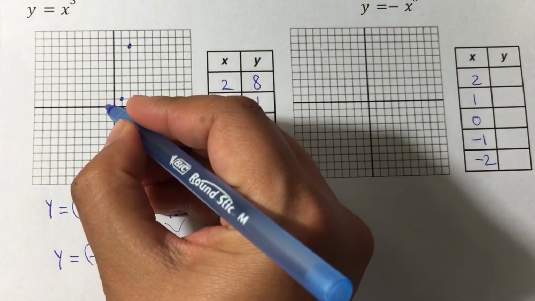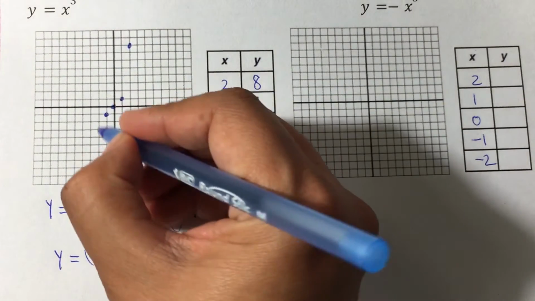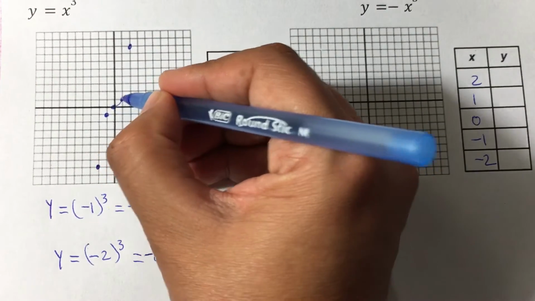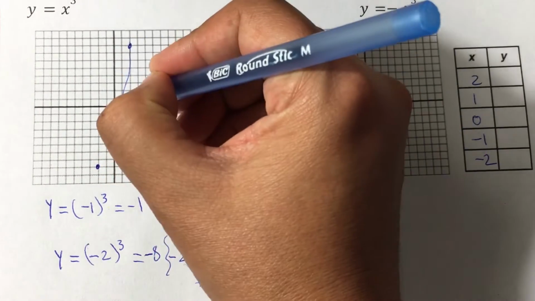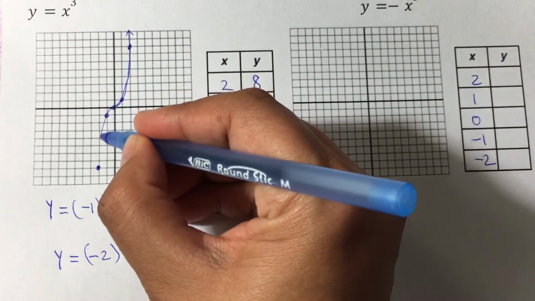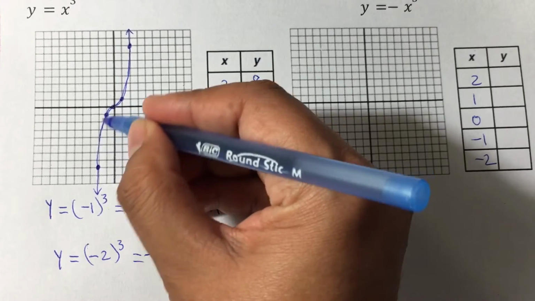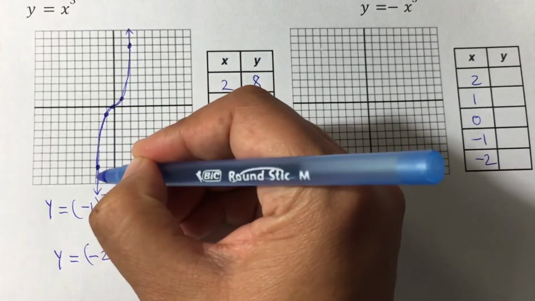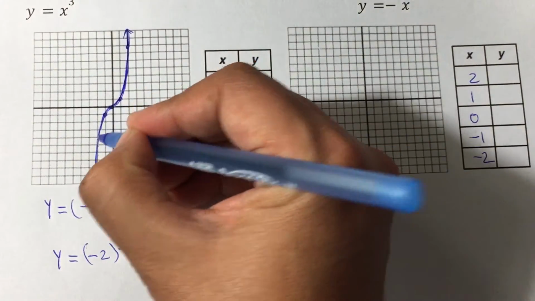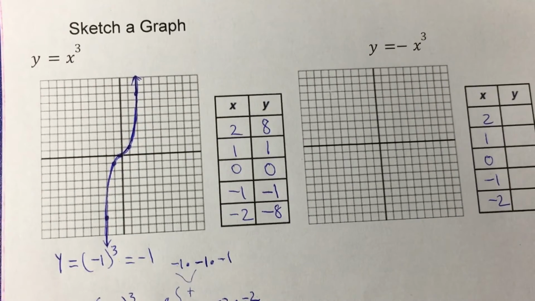Negative 1, negative 1, and negative 2, negative 8. And so my graph will go something like this. Okay, beautiful. Okay, so that's my graph. Let's analyze it.